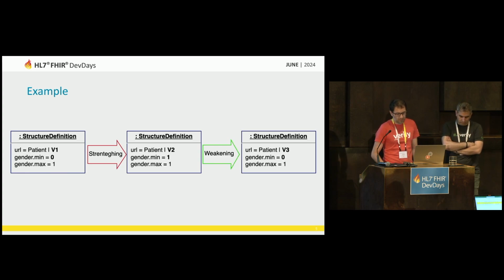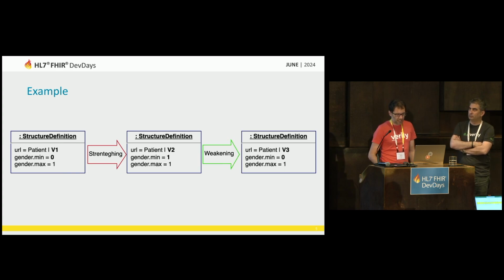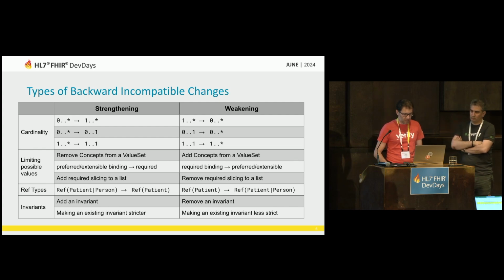And then later, let's say that this causes a bug or our business requirements are changing and we modify this back into optional. So the first change here, going from V1 to V2, is a strengthening change. And the second one, from V2 to V3, is a weakening change. And then as you can see, there is this duality relationship between these two categories of backward incompatible changes. And here we try to summarize them in this table.